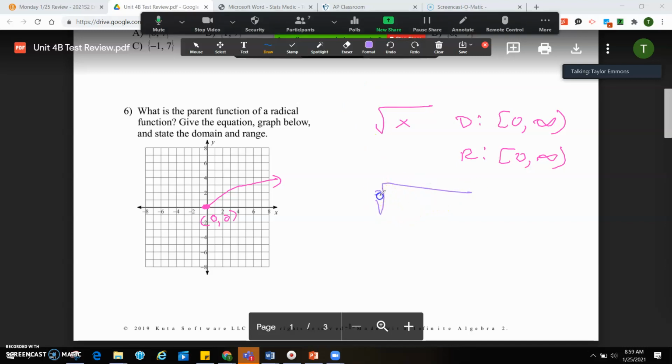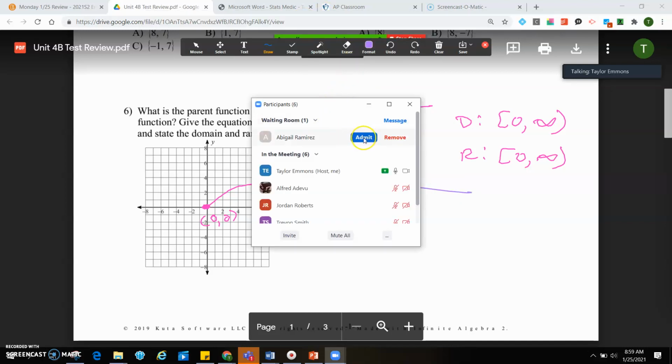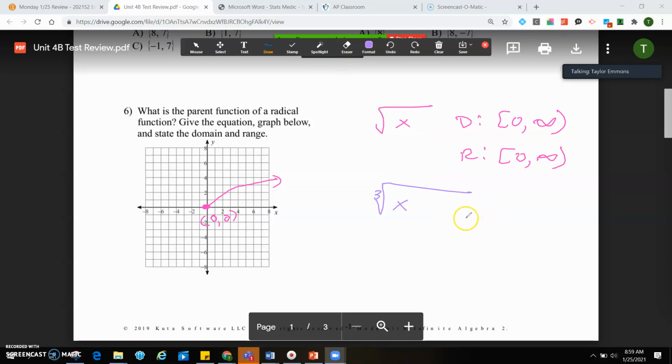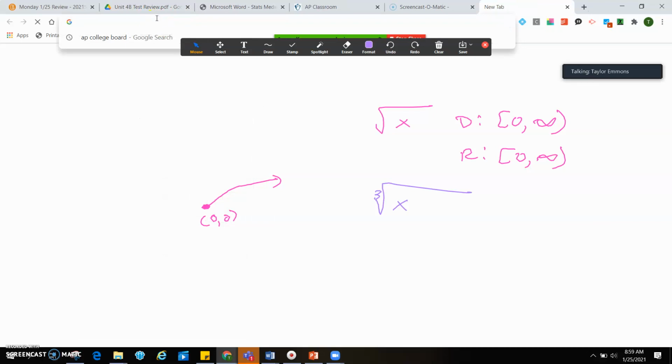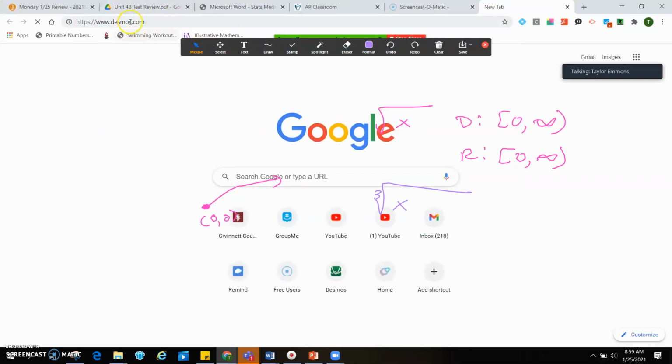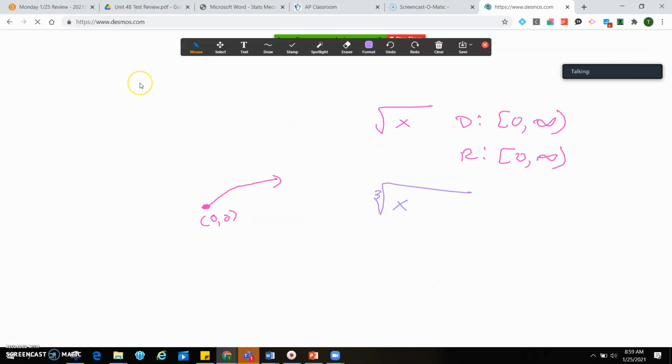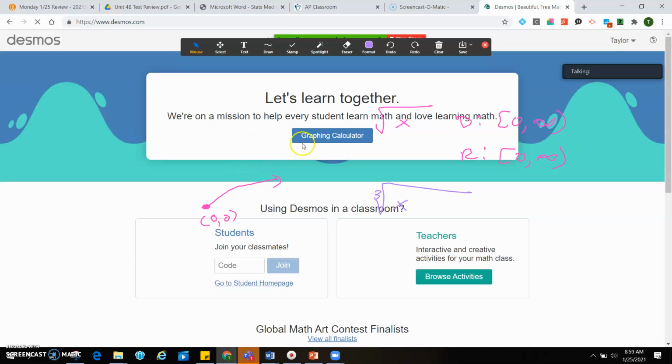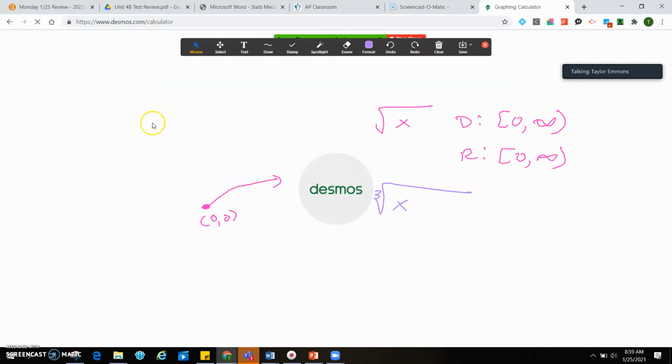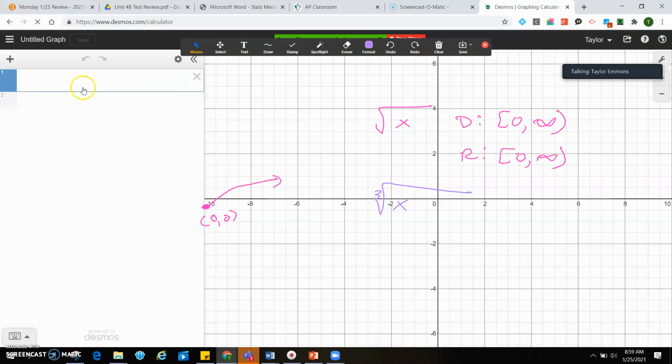For my other parent function, we have the cubic root of x. So the cubic root of x, and that guy is going to look something like this. I'm going to actually show you the graph. And if you're ever unsure of what the parent function looks like, you can always go into Desmos and graph it this way. Again, if you don't remember how to graph these things or what they look like, use your graphing calculator, use Desmos to help you out. So that would be x to the 1/3.